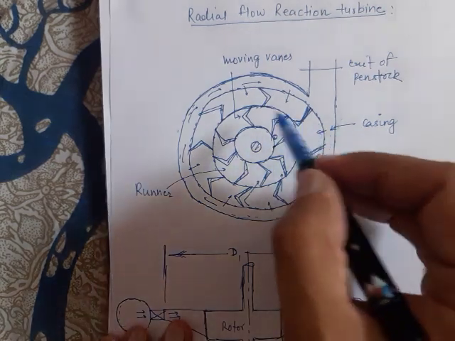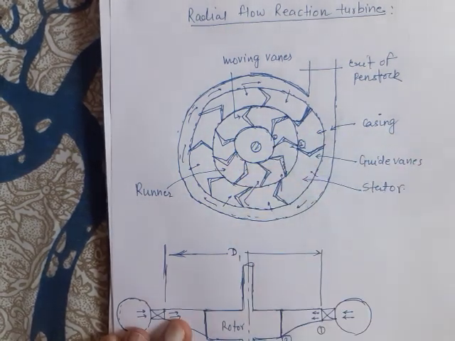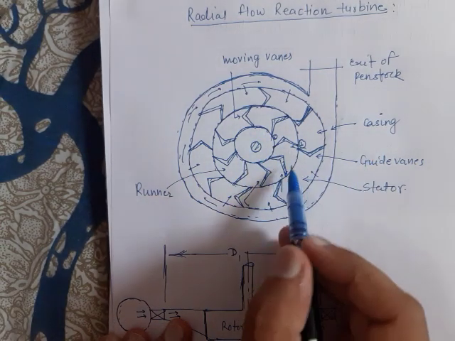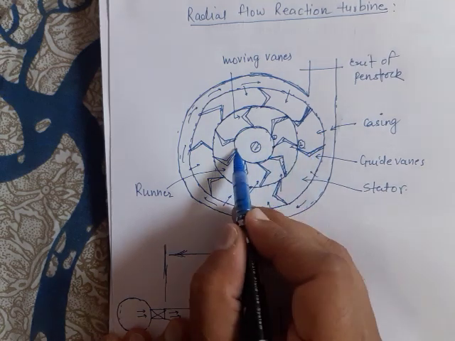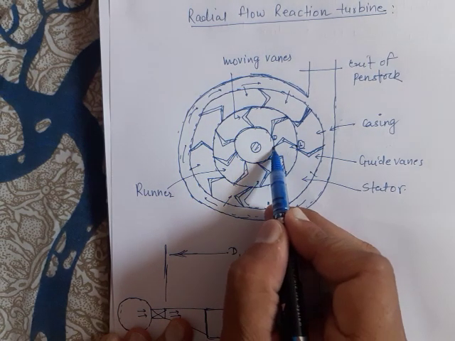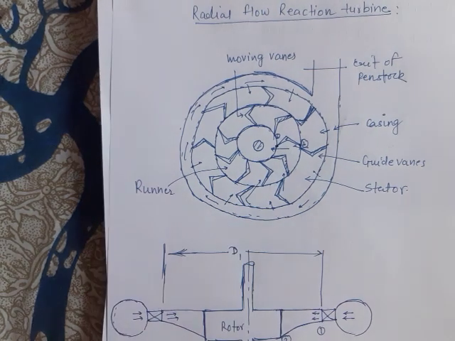So that is how the entry of the water takes place inside a reaction turbine. This I have given you for a radial flow reaction turbine because the flow is in radial inward direction. Please note that this is the entry of the water inside the vane. This is the exit of water at the vane. So the water is flowing radially inward in this particular diagram.